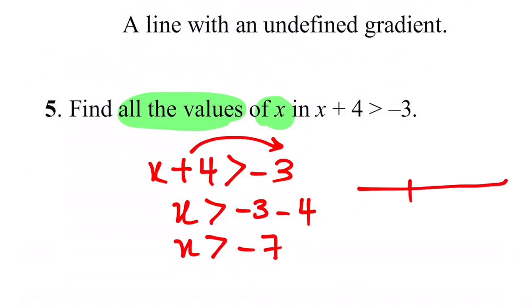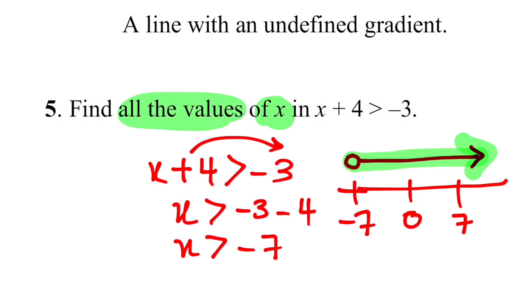Since there are infinite number of possible values of x that is greater than negative 7, we provide a graph or a number line to show all the values of x.